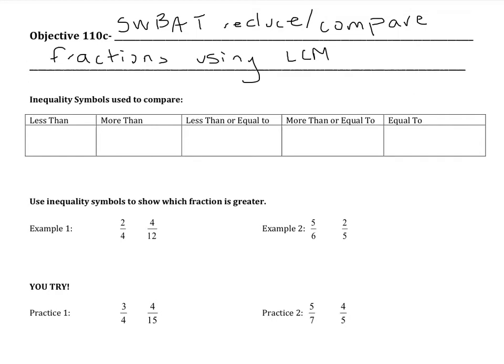Okay, before we go over how to do this objective, let's go over some symbols that we're going to be using throughout the video. And those are inequality symbols. So just as a reminder, less than is a V that opens to the right. More than is a sideways V that opens to the left. Less than or equal to is a sideways V with a line underneath. More than or equal to is also a sideways V with a line underneath. And equal to is just an equal sign.